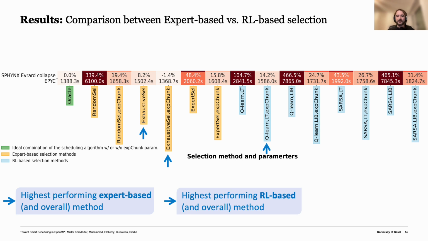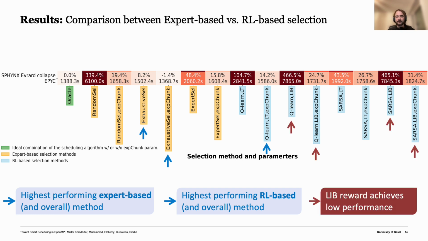Now, for the RL-based methods, QLearn using loop time as a reward and expert chunk was the highest performing among the RL-based methods. And finally, we can notice that using load balance as a reward for the methods doesn't really work very well. We can see that there is a high performance degradation compared to Oracle for all the methods. But let's try to understand this a little bit better.